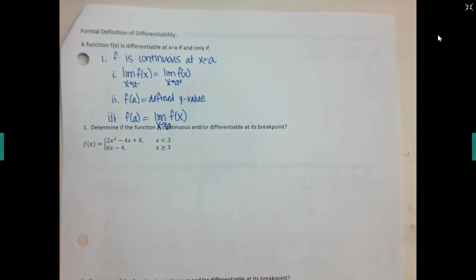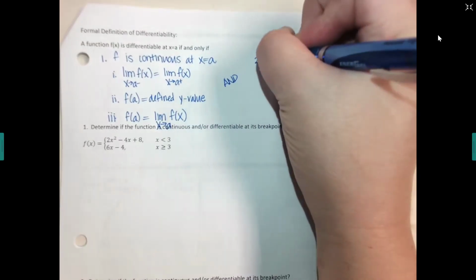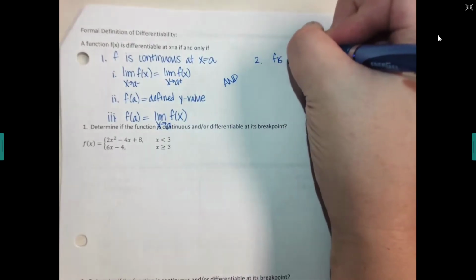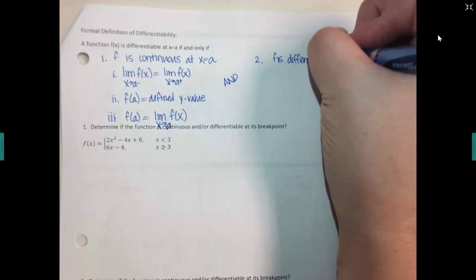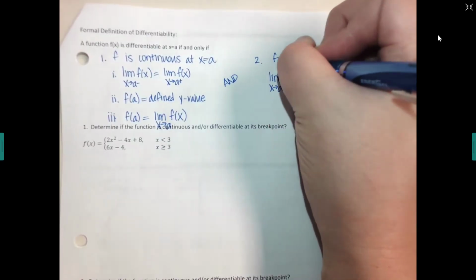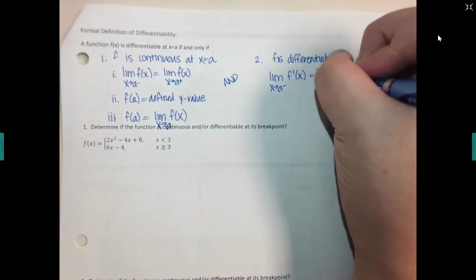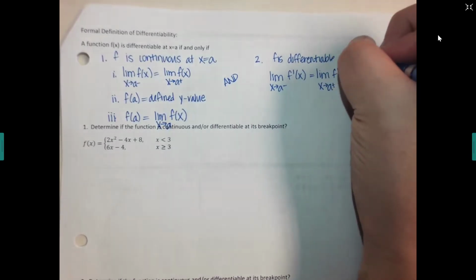So if your graph is not continuous, meaning all three of these steps are not true, then you don't even go on to the second part. So it has to be continuous and it has to be differentiable. f is differentiable if the limit as x approaches a from the left of f prime of x is equal to the limit as x approaches a from the right.